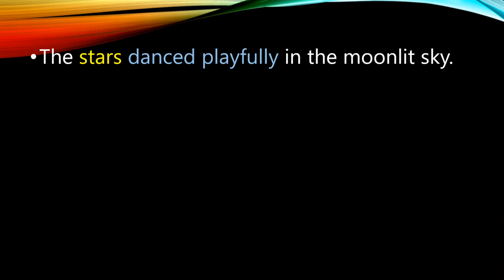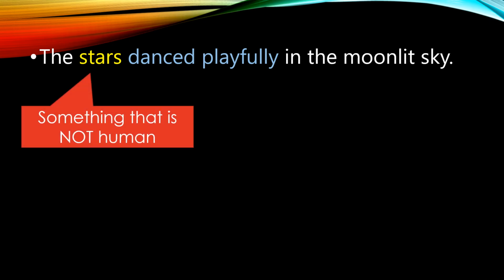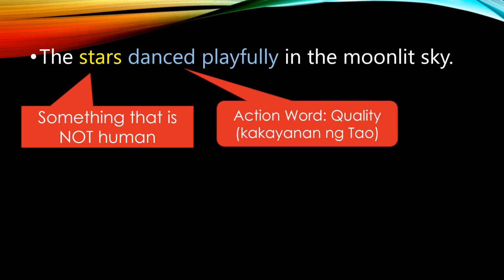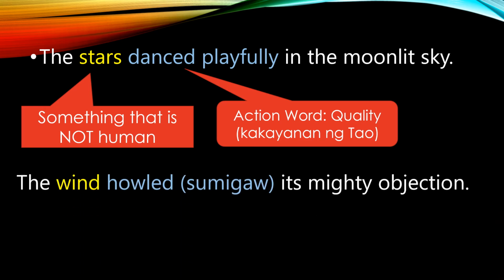Another example. The stars dance playfully in the moonlit sky. Stars, something that is not human. Ano kaya dito ang kakayanan ng tao? Ayun, we have dance as an action word, a quality that shows kakayanan ng tao.